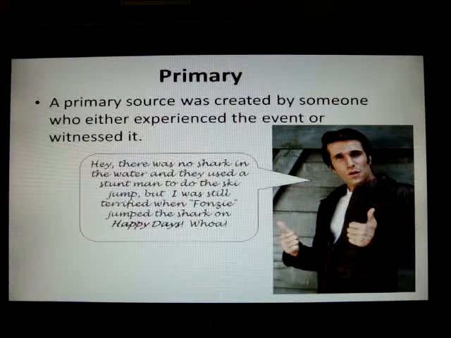A primary source was created by somebody who was there. They experienced the event or they witnessed it. These are not people who came in afterwards and decided to write about it. They were in the heat of things.